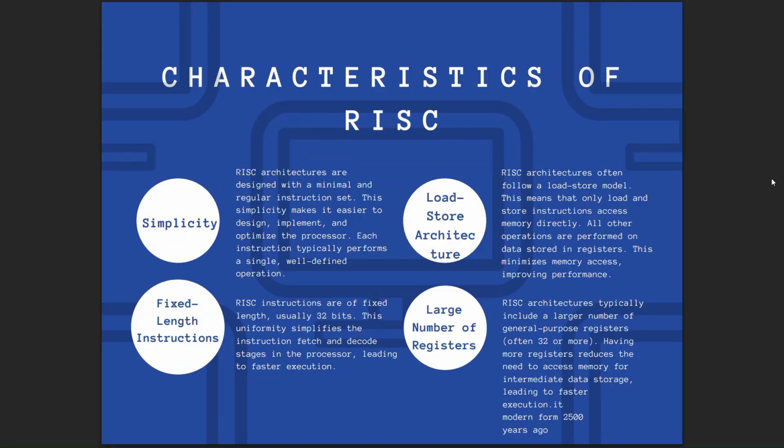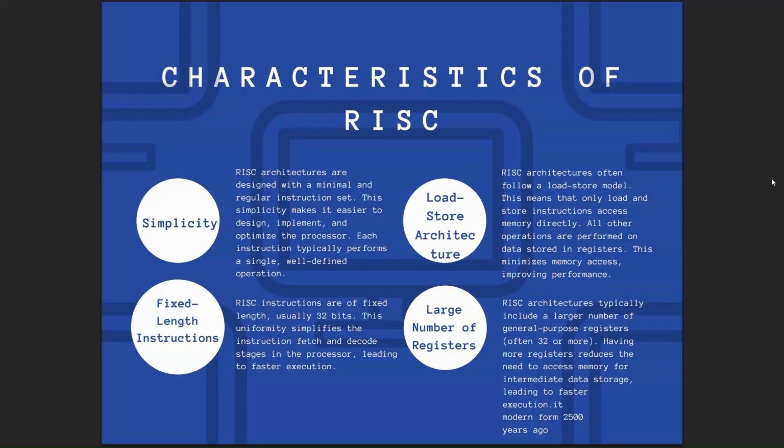Let's go through the key characteristics of RISC architecture shown on this slide. First, RISC architectures are designed with a minimal and regular instruction set. This simplicity makes it easier to design, implement, and optimize the processor. Each instruction typically performs a single, well-defined operation, so there are no complex instructions that do multiple things at once.